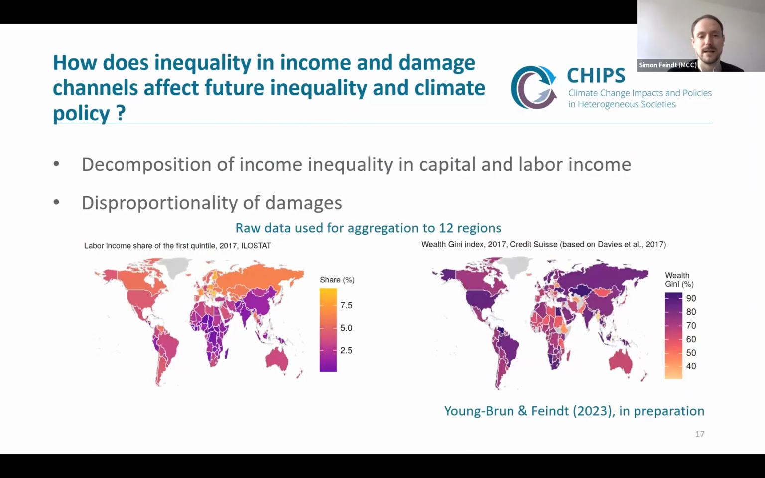Next slide, please. In order to model the inequality in damages, we first have to decompose the income inequality along the capital and labor income dimension. To this end, we use national raw data, first for the labor income share and second for the wealth Gini index. This national data is then used for aggregation to the 12 regions that our integrated assessment model, NICE, features, and also for the calculation of the income channel for each of the income quintiles in each of the regions. We can then disentangle damages on capital and labor income, but also let damages fall depending on income inequality. And the more unequal they fall, the more heavily they fall on the poorest income quintiles. Next slide, please.